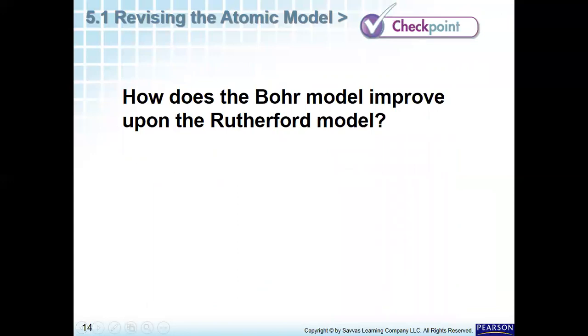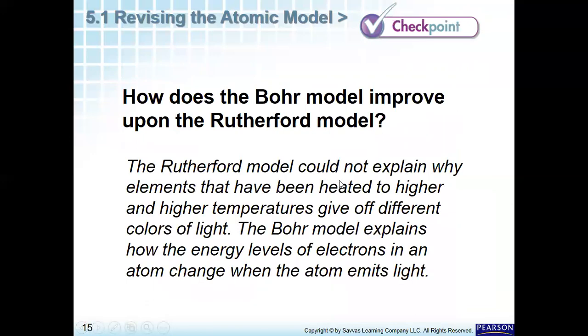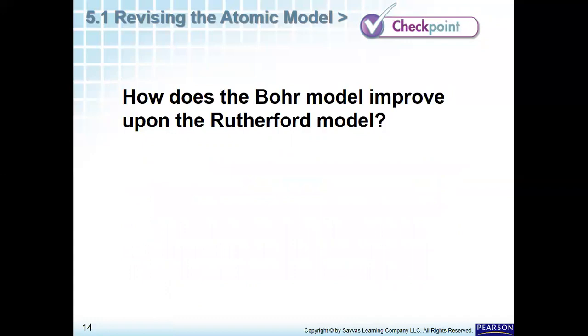So how does the Bohr model improve upon the Rutherford model? The Rutherford model couldn't explain why elements that have been heated to higher and higher temperatures give off different colors of light. Bohr's model explains how the energy levels of electrons in an atom change when the atom emits light, and that happens when it gets an amount of energy, or quantum.